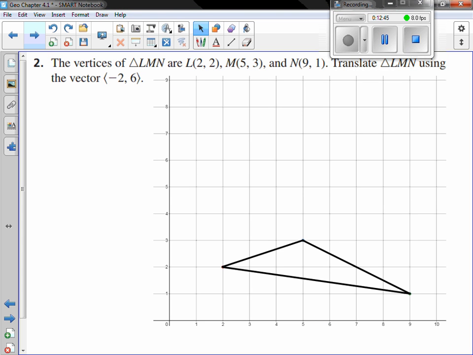All right. Let's do another one. They gave us this shape, this triangle, LMN. Translate LMN using the vector -2, 6.